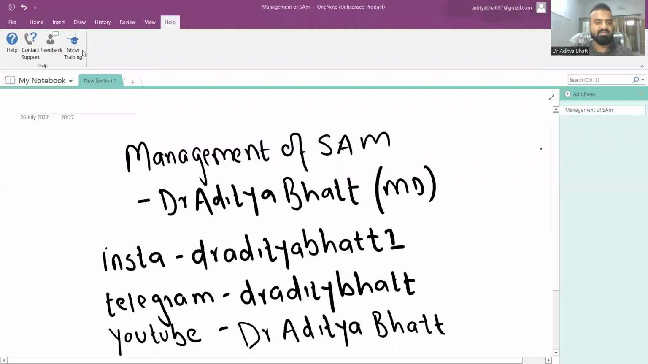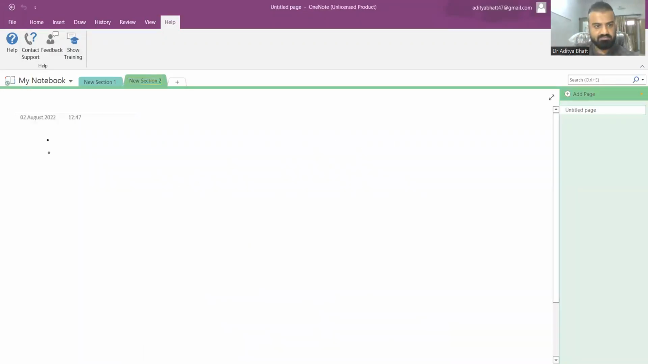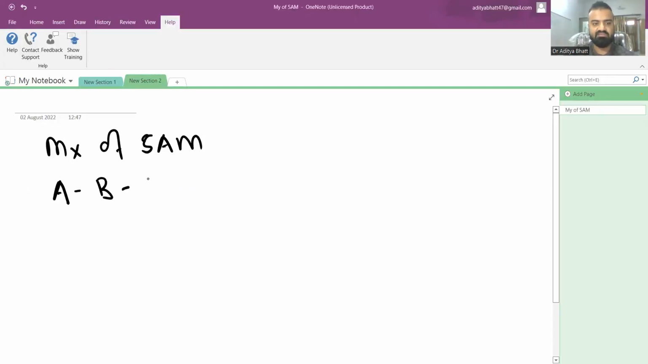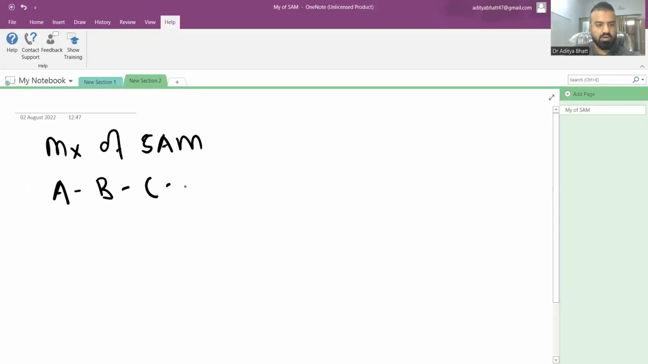SAM patients. So management of SAM. Management of a SAM child would begin as ABCD: airway, breathing, circulation, and decontamination, or dextrose. Here the D stands for dextrose. So hypoglycemia becomes a very important component over here.